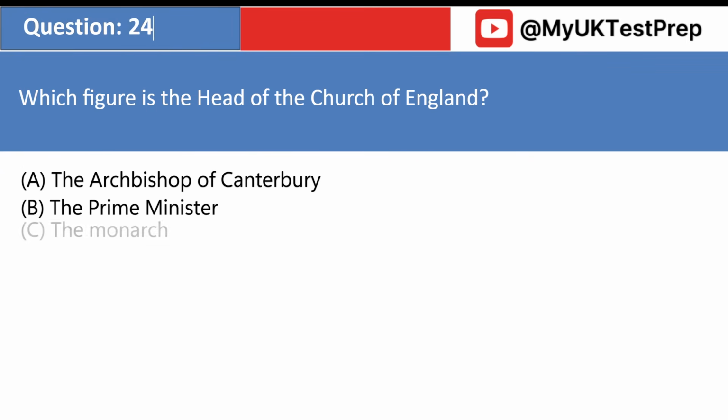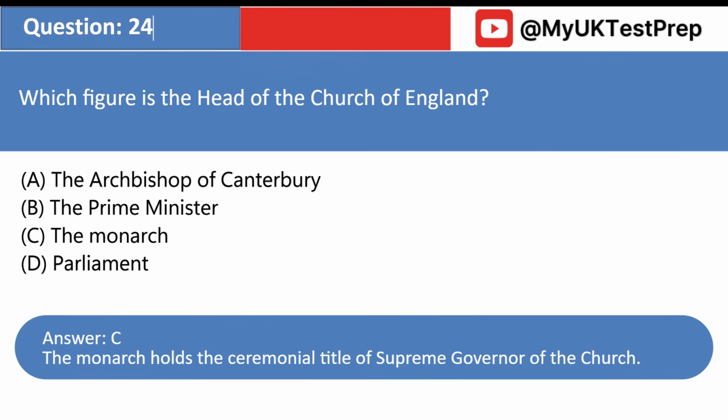Which figure is the head of the Church of England? A. The Archbishop of Canterbury. B. The Prime Minister. C. The Monarch. D. Parliament. Answer: C. The monarch holds the ceremonial title of Supreme Governor of the Church.